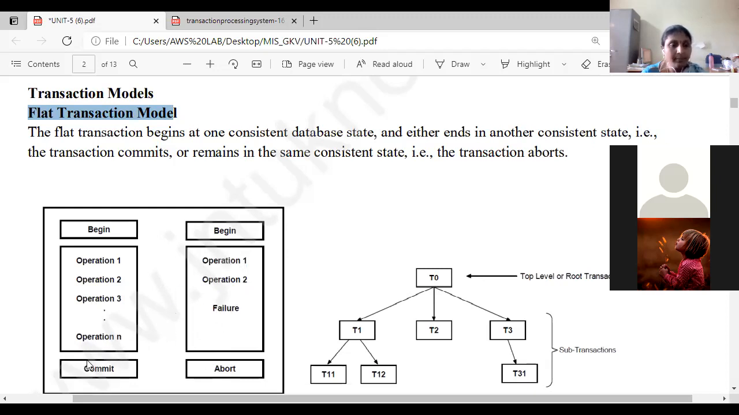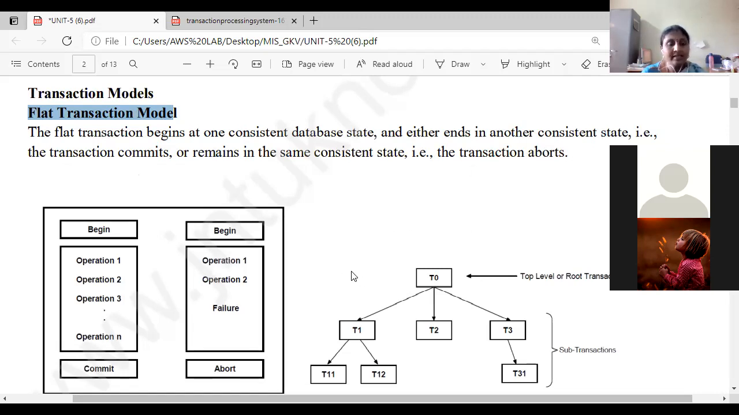That is abort. Commit means we are performing the transaction in one state, and it will be changed to another state whenever it is successfully executed. That means a flat transaction begins at one consistent database state, and either it ends at another consistent state, which means the transaction commits. Whenever the transaction is successful, that is a commit, and it ends at another consistent state of that database.